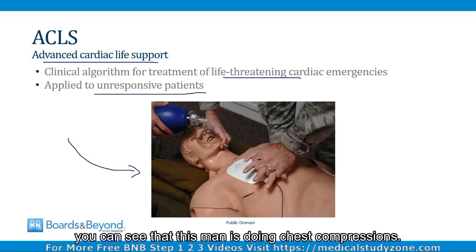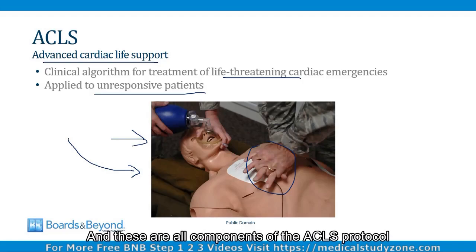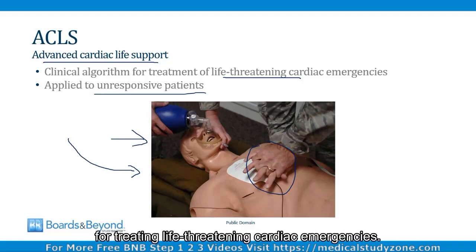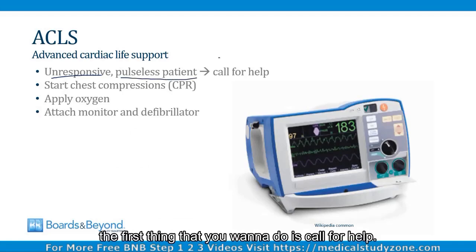You can see that this man is doing chest compressions. Someone else is using a bag to ventilate the patient. And these are all components of the ACLS protocol for treating life-threatening cardiac emergencies. Generally, the ACLS protocol is applied when you encounter a patient who is unresponsive and has no pulse. And when this happens, the first thing that you want to do is call for help.